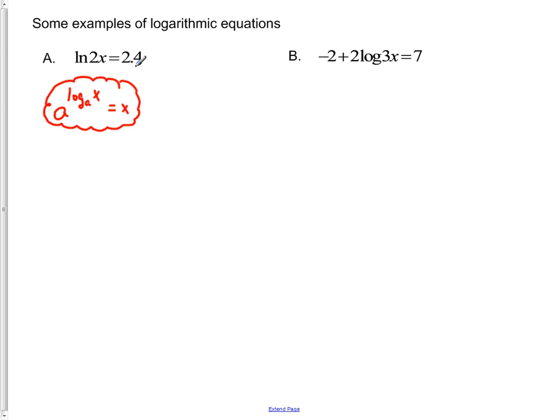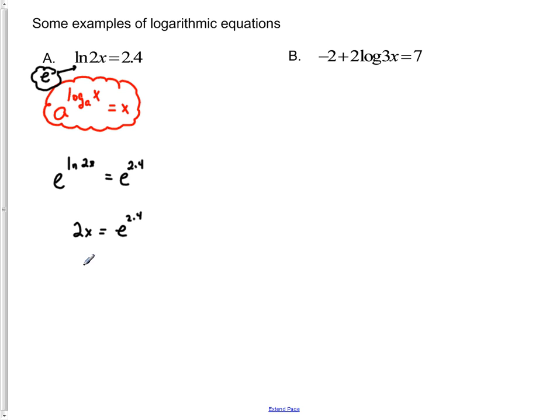So if I have the natural logarithm of 2x equals 2.4, then what I'm going to do is exponentiate on both sides with the base of this logarithm, which is e. So I'm going to have e raised to the natural log of the quantity 2x, and that will be equal to e to the power 2.4. Well, on the left-hand side, e to the natural log of 2x by our property above just comes out to be 2x. And we've got e to the 2.4th power.